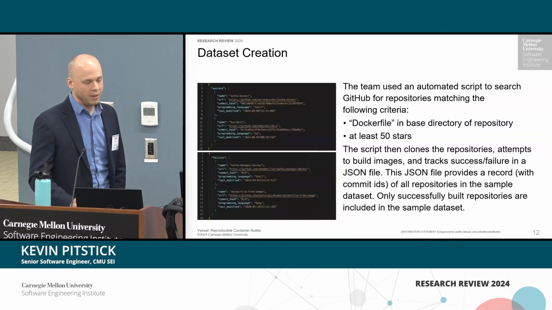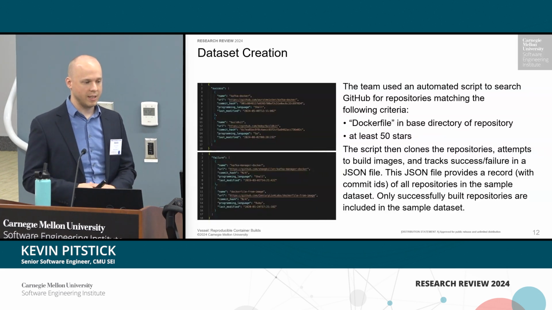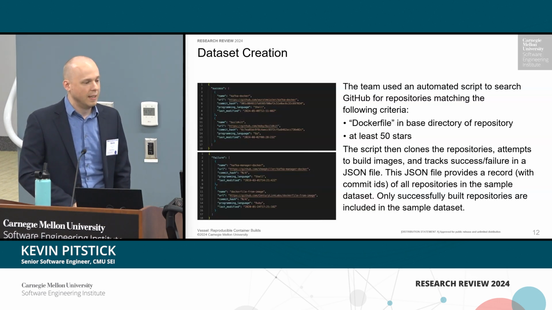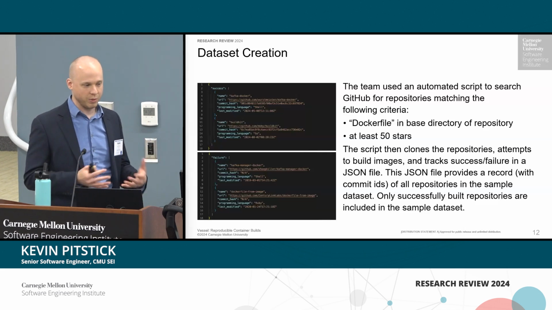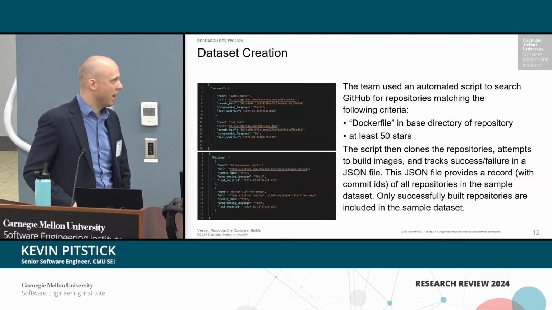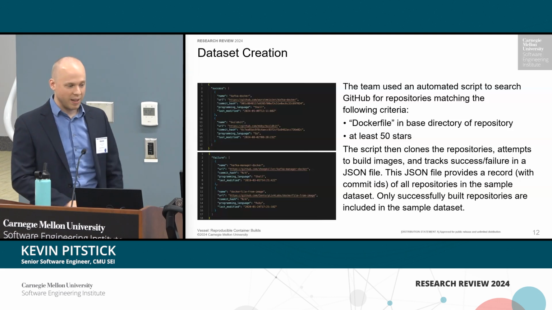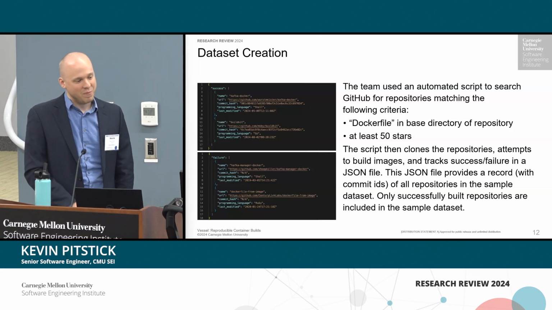All right, so as we started testing the tool, one of the things we did is we looked at GitHub as our initial source for repositories with Docker files. Going off of some recent papers that have done Docker file analysis, we came up with a set of rules to search GitHub. We're looking for Docker files in the base directory of the repository. We're also looking for repositories that have at least 50 stars. That helps sift out a lot of the garbage repositories or the student repositories that are out there.